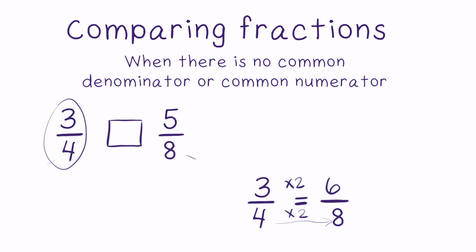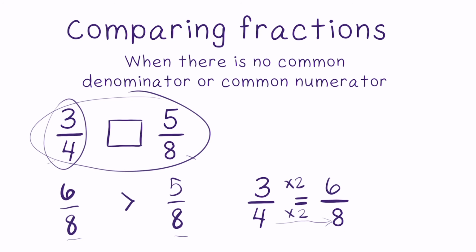Now what we can do is compare the two fractions that share a common denominator. And if you remember, two fractions that share a common denominator can be compared by simply comparing the numerator and seeing which is bigger. So in this case, 6/8 is a bigger fraction than 5/8. Since 6/8 is an equivalent fraction to 3/4, I can go back to my original problem up here, and I can confidently say that 3/4 is greater than 5/8.